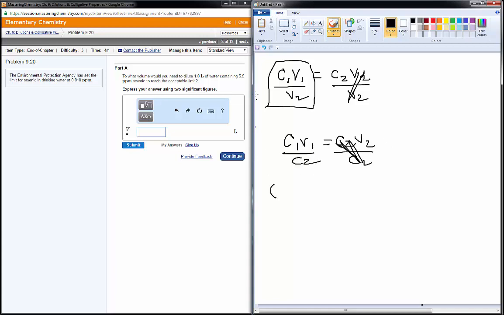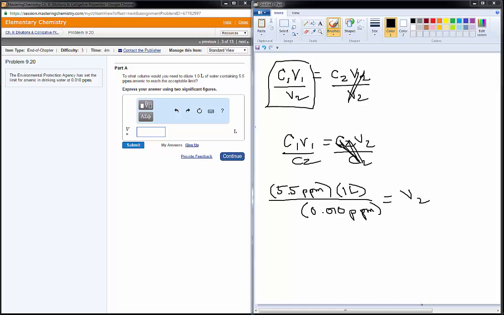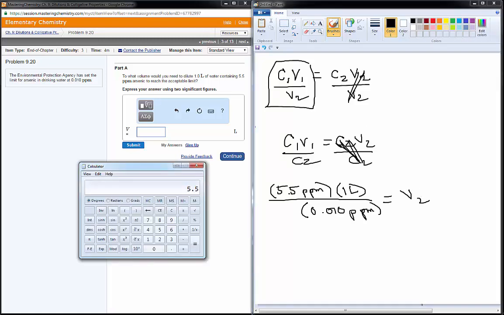The initial concentration here is 5.5 parts per million. The initial volume that I've got is 1 liter, and the final concentration is 0.010 parts per million. That's going to be the final volume that I need to dilute that to. I'm going to have to get that up to 550 liters.